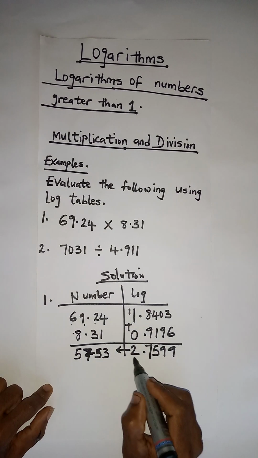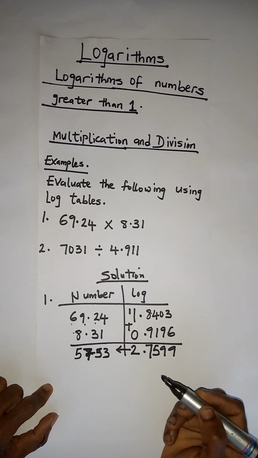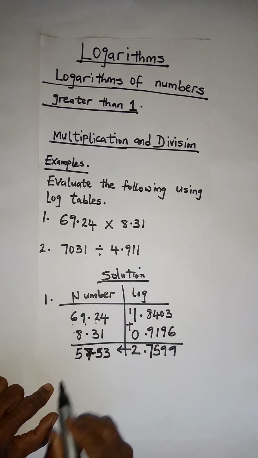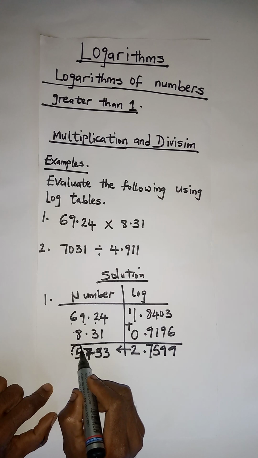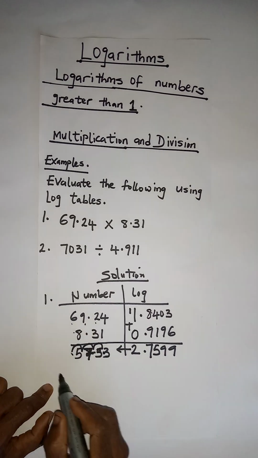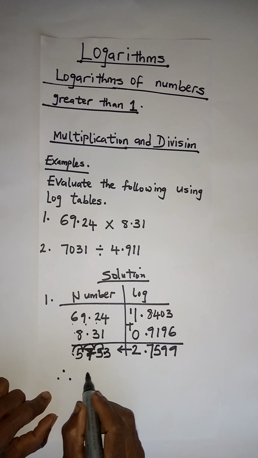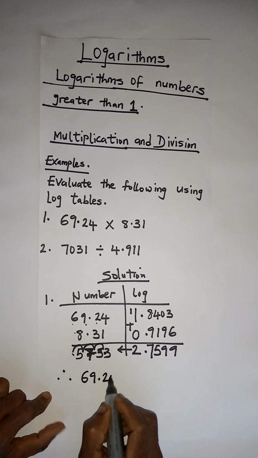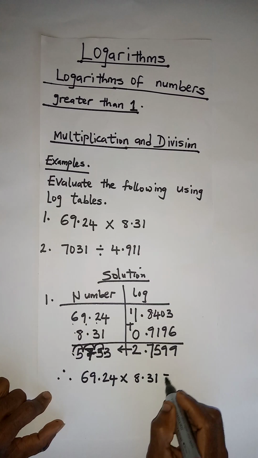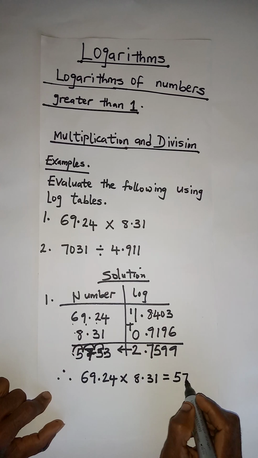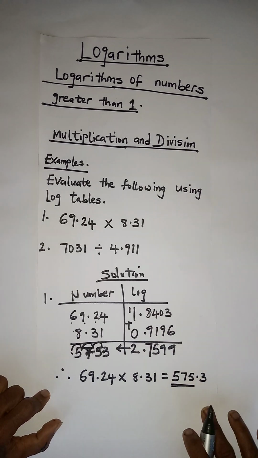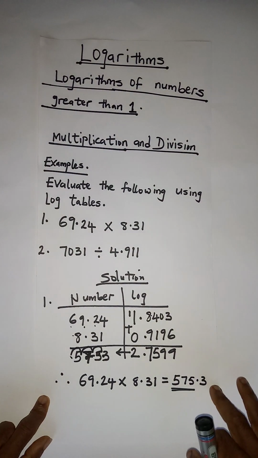Okay, remember this 2 we've not worked with it. So how do we work with the 2? To add 1 to this value we have here, it becomes 3. So we move our decimal point 3 times and we put the decimal point here. So therefore we can say that 69.24 times 8.31 is equal to 575.3.